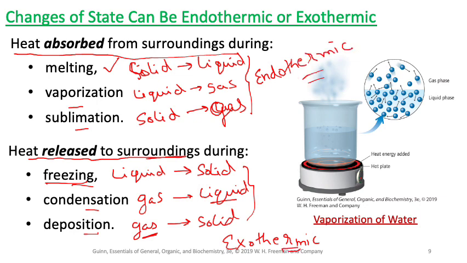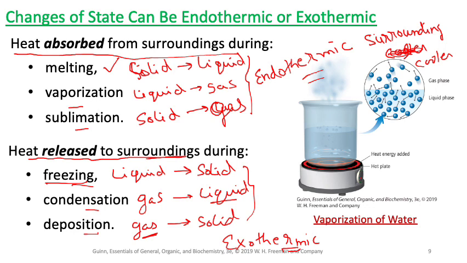So make sure you know this concept. And one more thing which is important: during an endothermic reaction, the surrounding is getting cooler. Why is the surrounding getting cooler, or lower in temperature? Because the heat is transferred from the surrounding to the matter. So you're decreasing the temperature of the surrounding.